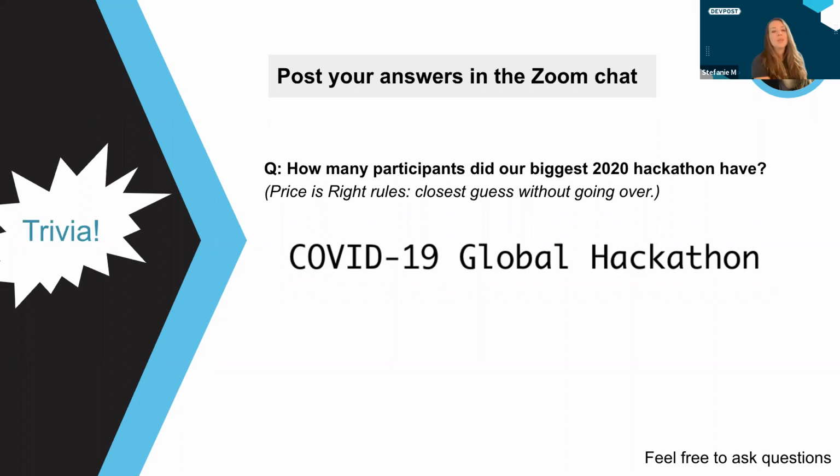Okay. This is going to be the Price is Right rules, closest guess without going over. How many participants did our biggest 2020 hackathon have, which was the COVID-19 Global Hackathon 1.0, and it was a big collaboration between Facebook and AWS and Microsoft and a lot of big companies. They also participated. Let's see. Keep guessing. We'll give you a minute or so. We can come back to the answer for that one so that we get the closest without making people wait around.